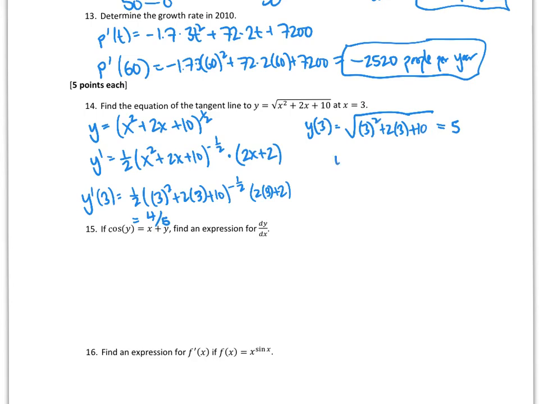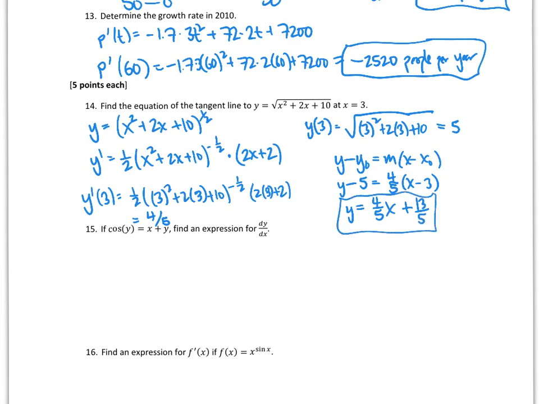So plugging into our point slope form, we have y minus y0 equals m times x minus x0. Our y0 is 5, our m is 4/5, our x0 is 3. And when we solve that for y and work it all out, we get 4/5 x plus 13/5, sorry, 13/5. So y equals 4/5 x plus 13/5.